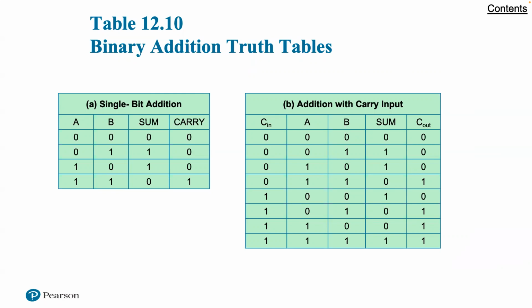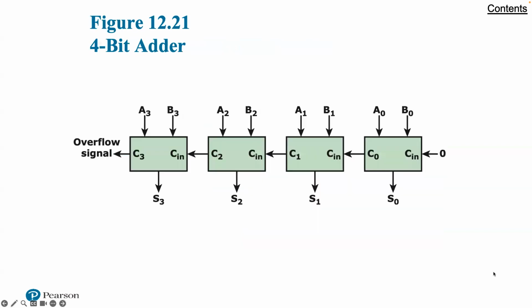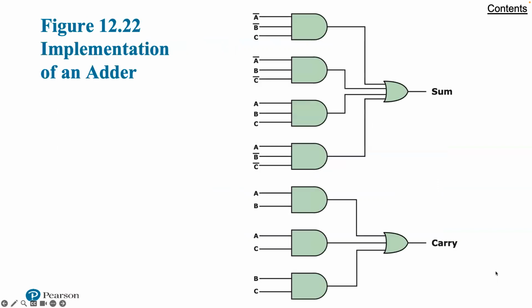For a multiple bit adder to work, each of the single bit adders must have 3 inputs, including the carry from the next lower order adder. The revised truth table appears in table 1210B. And so we're seeing a single bit and then with a carryover. So we have those two differences. A 4-bit adder is depicted in figure 1221. That's what we're showing here now.